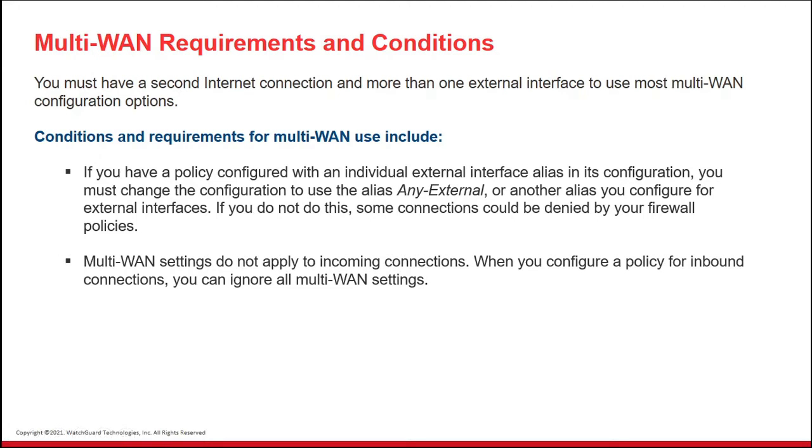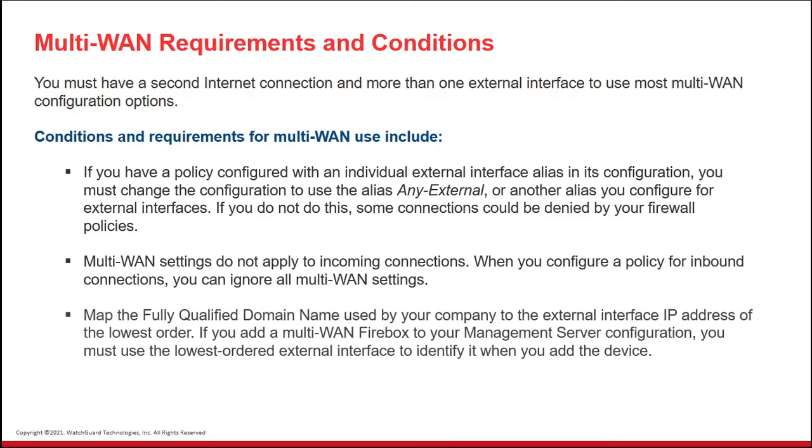Also, multi-WAN settings do not apply to incoming connections, right? This is another thing that has to be very clear. Sometimes some people say, oh, I want to have this firewall and I have 2 or 3 ISPs and routers, and I have some kind of web server on the DMZ, and they want to control how the incoming traffic is gonna work with multi-WAN. Definitely this is not gonna work. Multi-WAN is for the outgoing traffic, not for the incoming traffic. So when you configure a policy for an inbound connection, you can ignore all the multi-WAN settings in this scenario.